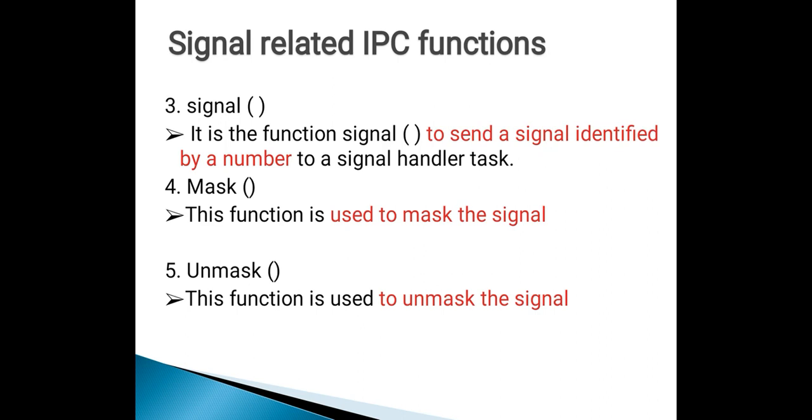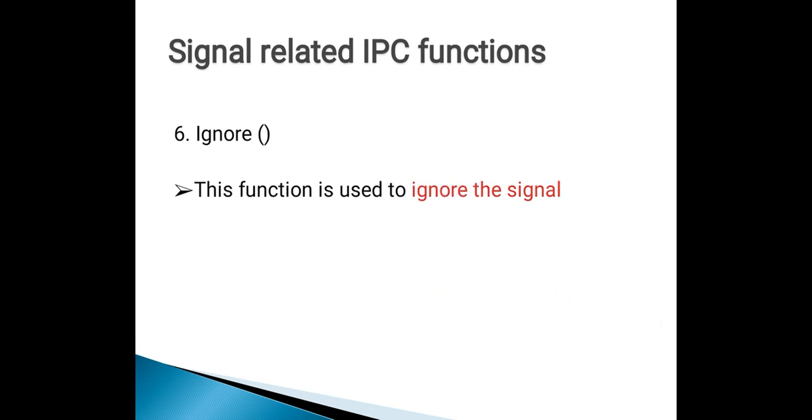Fourth one, it is mask, which is used for masking the signal. Fifth one, unmask. It is used to unmask the signal. And finally, ignore. This function is used to ignore the signal.